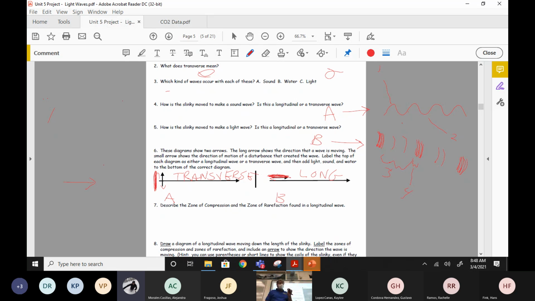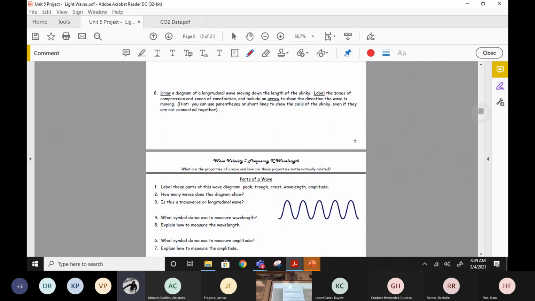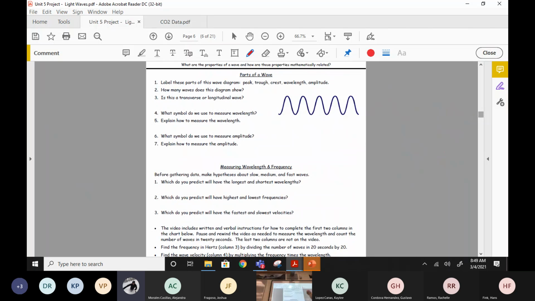Very good. The zones of rarefaction, where the molecules are spread apart. They're rare. We say they are rarefied. There's fewer of them. They're stretched out. And then the zone of compression, where they're squeezed together. Yeah? Let me see if I can do this. Let's take this down just a little bit. Oh, this is good. This will work. Okay, let's move on to the next page.